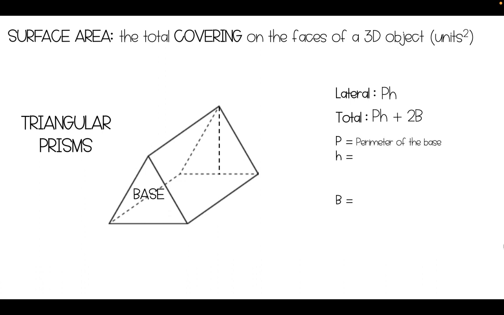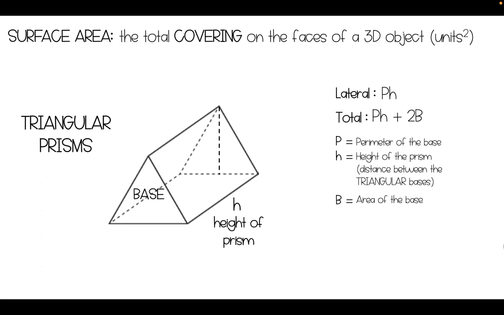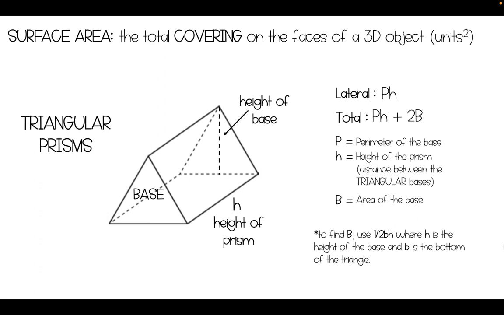So big P stands for the perimeter of the base, which in this case, our base is the triangle. H is the height of the prism. So this is where it gets tricky because it's the distance between the two bases, which is this at the bottom. And then big B is the area of the base. So to find the area of a base, you have to use 1/2 little b times little h. And h is the height of the base, which in this case is the triangle right here. And then little b is the bottom of the triangle. I know that's a lot.